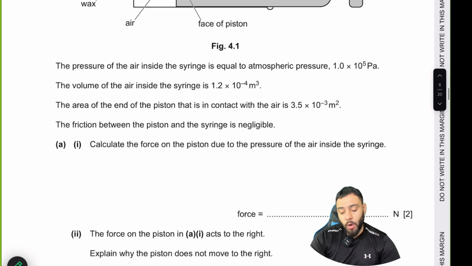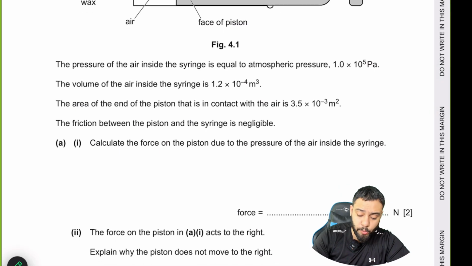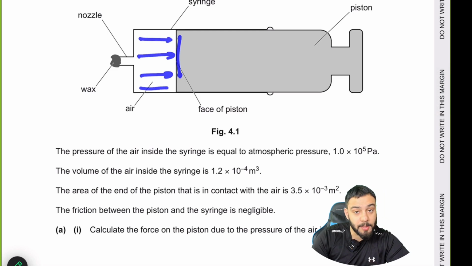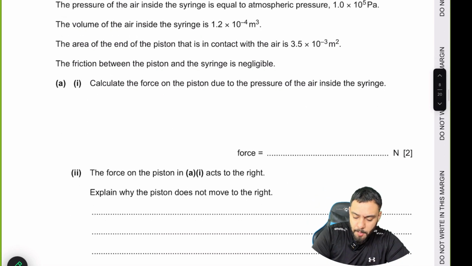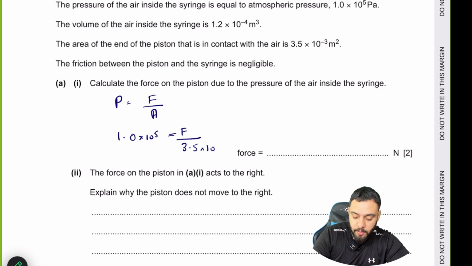Calculate the force on the piston due to the pressure of air inside the syringe. Okay, so you're required to calculate the force that is exerted on the face of the piston. Again, you're just going to be using pressure is equal to force over area, and since you have the pressure that is 1 times 10 to the power of 5, you're required to calculate the force. You have the area as well, that's 3.5 times 10 to the power of negative 3.